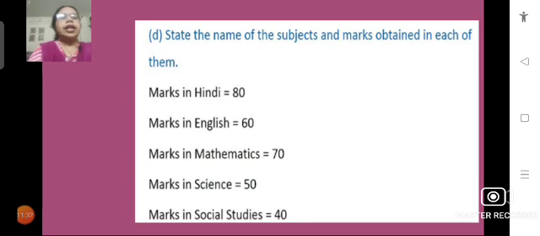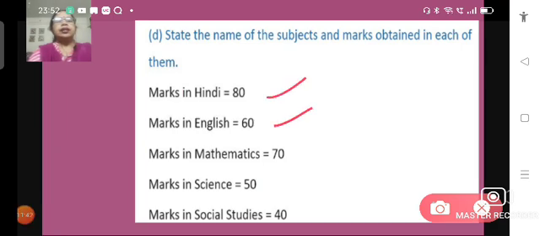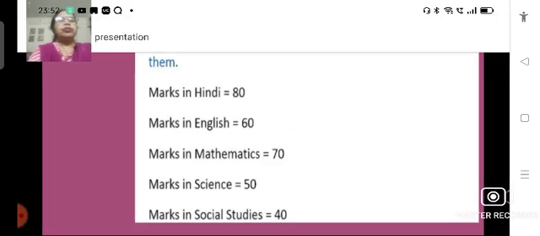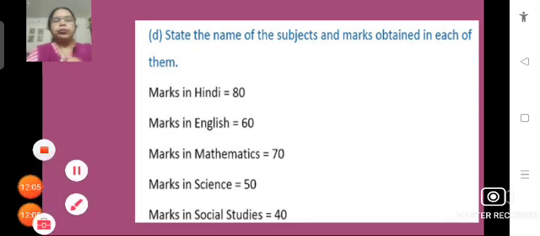Question D, state the names of the subjects and the marks obtained in each of them. So the marks scored in Hindi 80, the marks in English 60, the marks in mathematics 70, marks in science 50 and marks in social studies 40. This we can understand by looking at the graph. So with this question we come to the end of exercise 9.3. We will do the next topic in our next class. Thank you.